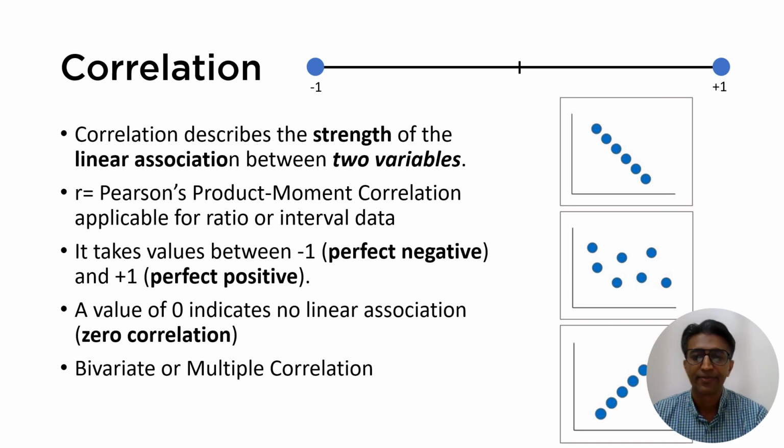In a case when you have two variables involved and the purpose is to establish an association between these two variables, it would be a bivariate correlation to be tested. In case you have more than two variables involved and still the purpose is to measure the association between all those variables, it would be termed multiple correlation.